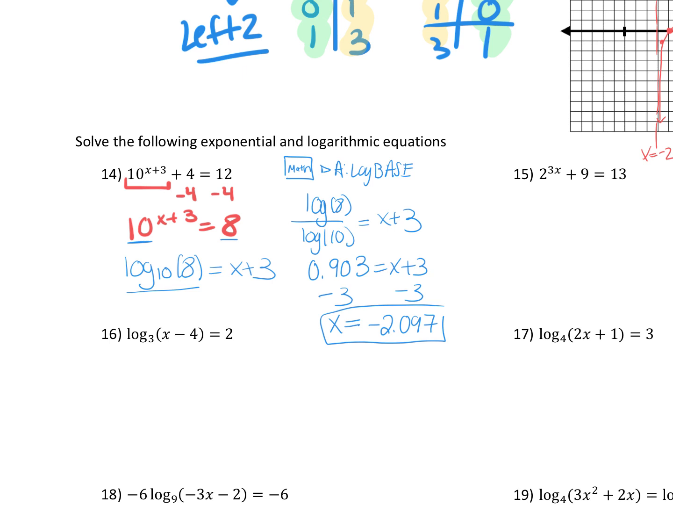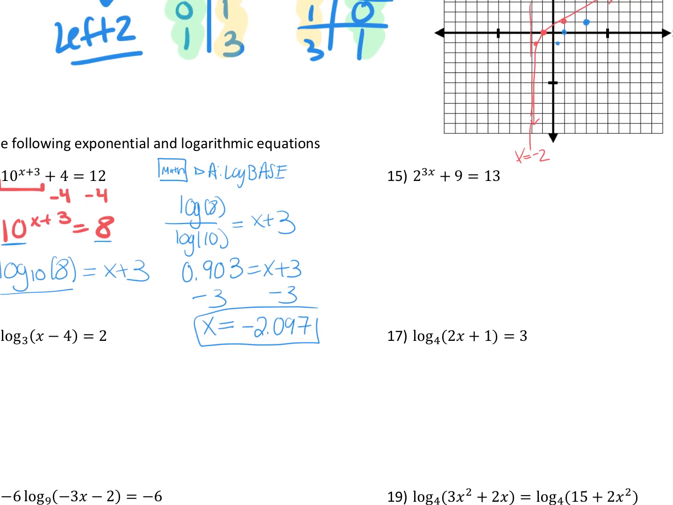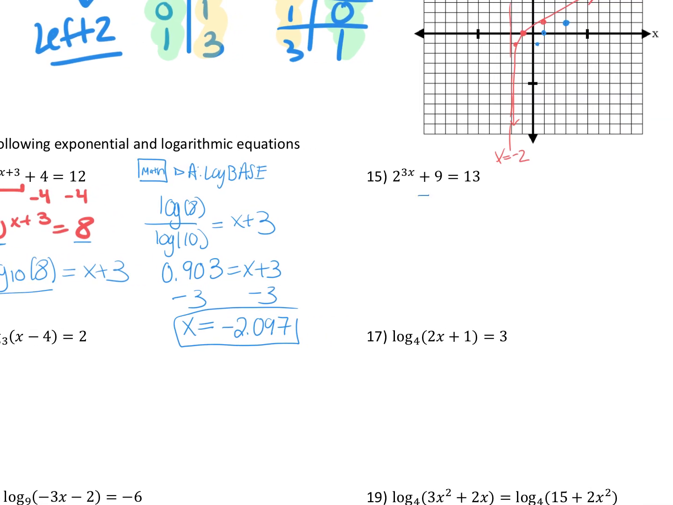So I'm going to minus the 9, log base 2 of 4 equals 3x. Log base 2 of 4 is 2. Divide by 3, and so x would equal 2/3.